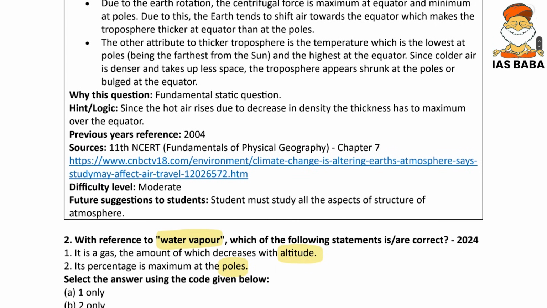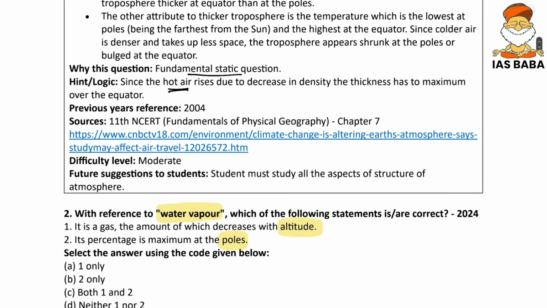Now, what was the reason that this question number 1 was asked? It was basically a fundamental static based question, and there are hints related to how it could be solved. Regarding the hints, and the tricks and traps in the questions, we are going to take a separate session for the previous years' question paper analysis. Subject wise, within that topic wise, and within that subtopic wise. And it is given clearly in the 11th standard NCERT, Fundamentals of Physical Geography, chapter number 7.